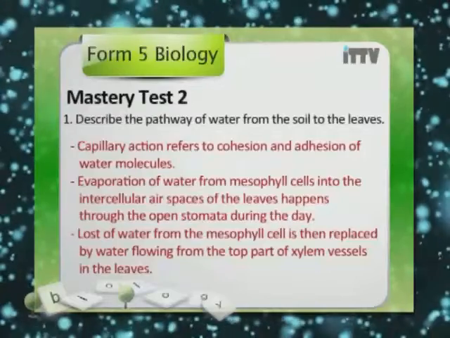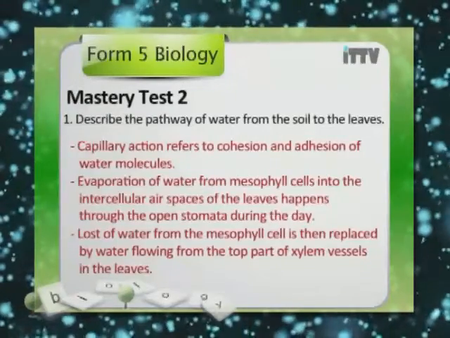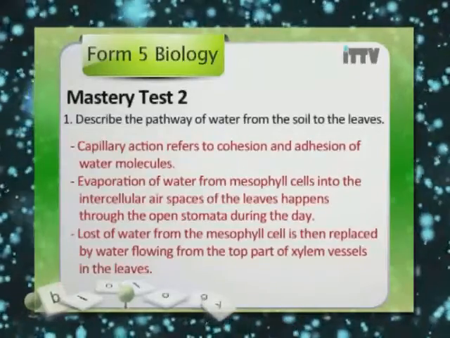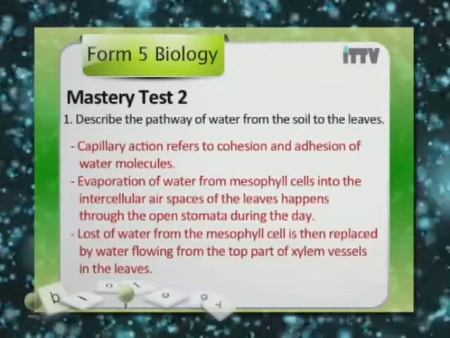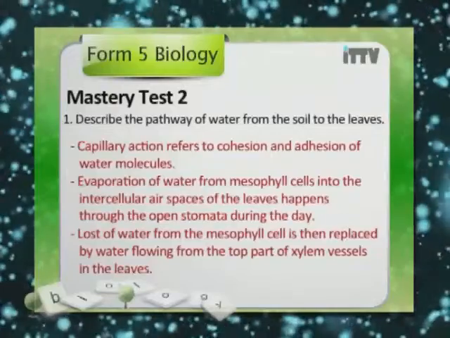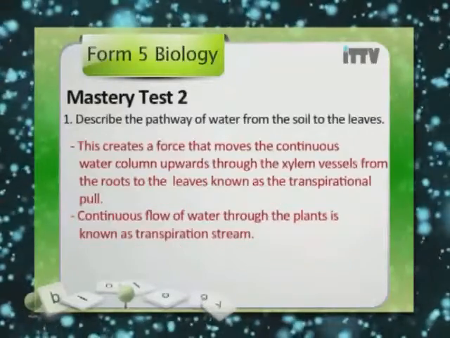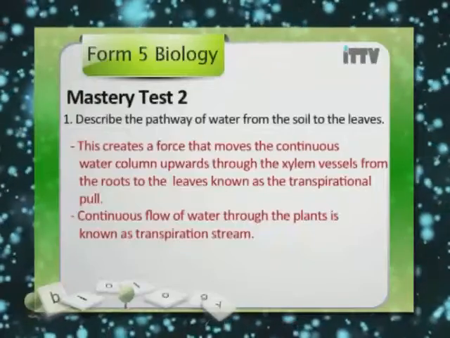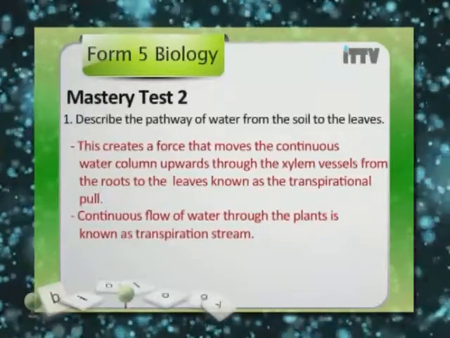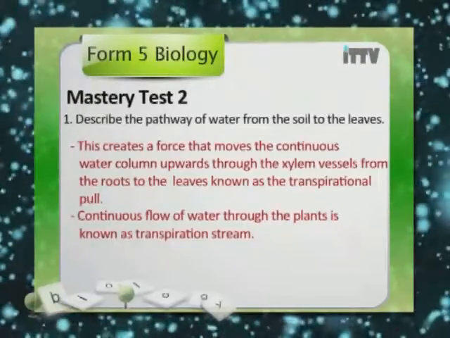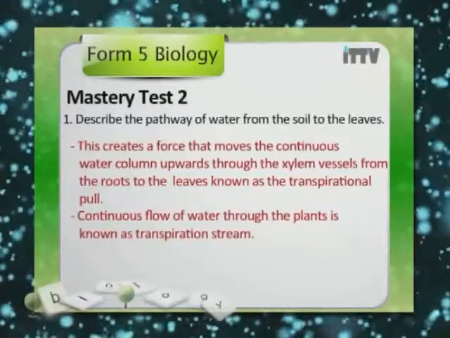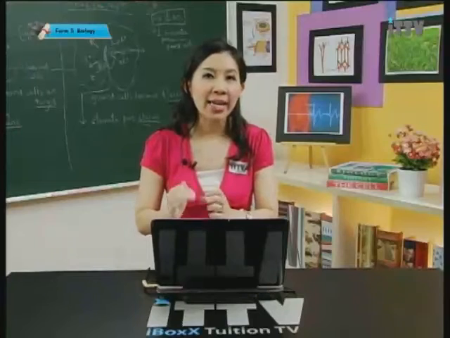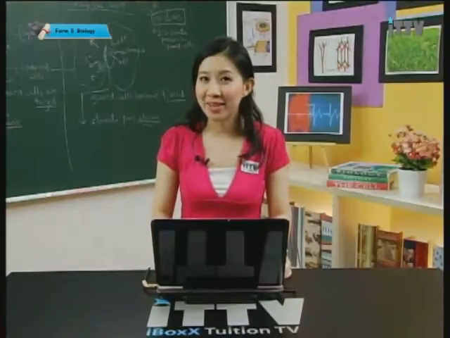Evaporation of water from mesophyll cells into intercellular air spaces of the leaves happens through the open stomata during the day. Loss of water from mesophyll cells is then replaced by water flowing from the top part of xylem vessels in the leaves. This creates a force that moves the continuous water column upward through the xylem vessels from roots to the leaves, known as transpirational pull. And continuous flow of water through the plants is known as transpiration stream. So all these points have to be there. Please do not miss out any part and do study smart for the exams.